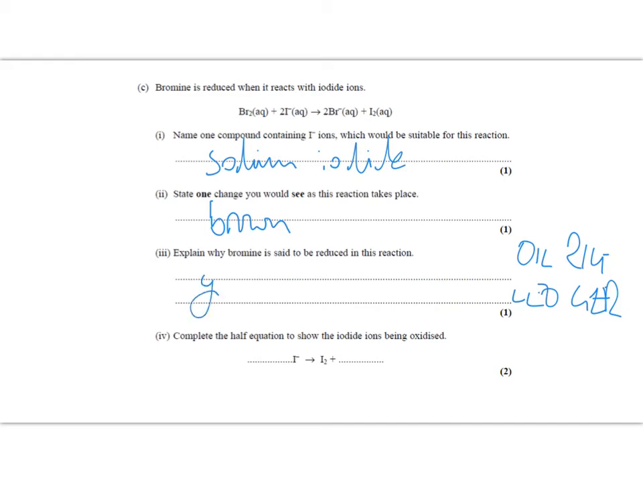Because it has gained, each atom there has gained an electron. And what happens down here? Well, we've got the iodide ions being oxidized. They're being oxidized because they lose electrons. So we obviously need two of them, because you've got two on the right hand side here, and you've got a charge of 2 negative. So on the right we need 2 negative electrons. Each iodine will kick out 2 electrons there.